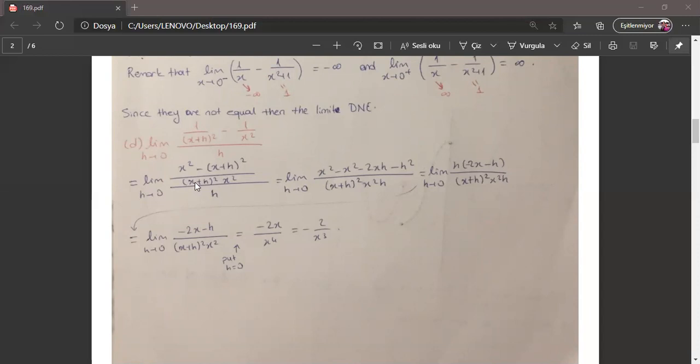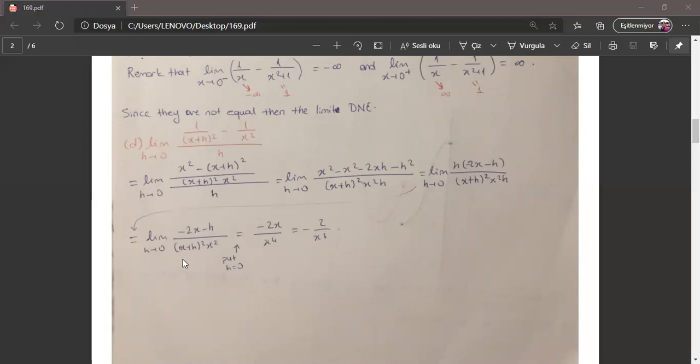And in the denominator we have (x plus h) squared times x squared, times h, so we have this denominator. If you do some operations here, you get this value in the numerator, and in the denominator we have the same, the previous one. So what happens here? Here we had minus 2x minus h over this. We simplified h here and get this.